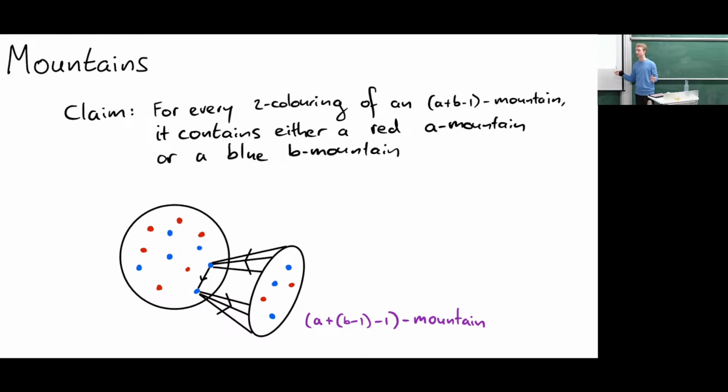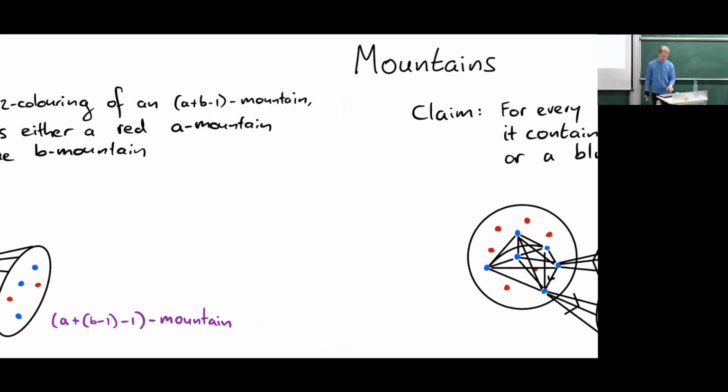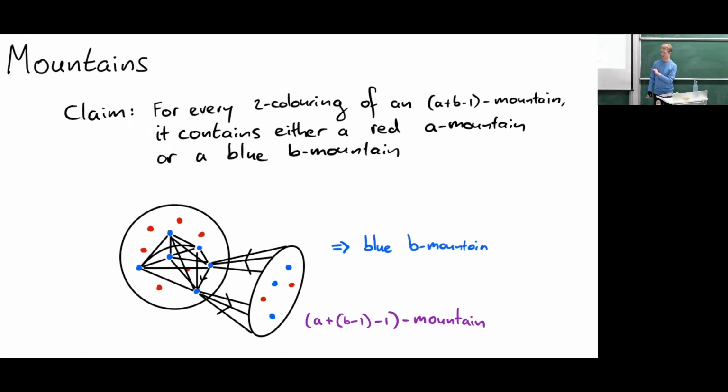If it does, great, we're done. We found our red A-mountain, and we're happy. Or it contains a B minus 1 blue mountain. If it contains a B minus 1 blue mountain, that witnesses that this arc is B minus 1 heavy when looking at just blue vertices. But this is true for any pair of blue vertices. So in fact, we have a clique of B blue vertices, each pair of which is connected by a B minus 1 blue heavy arc. And so we get a blue B-mountain.